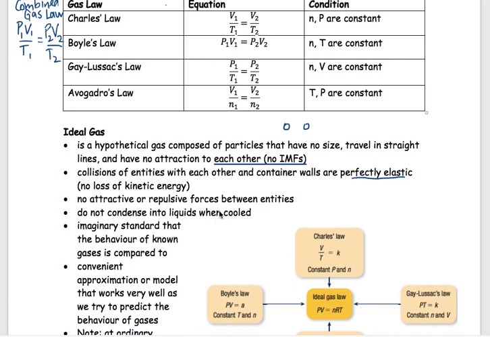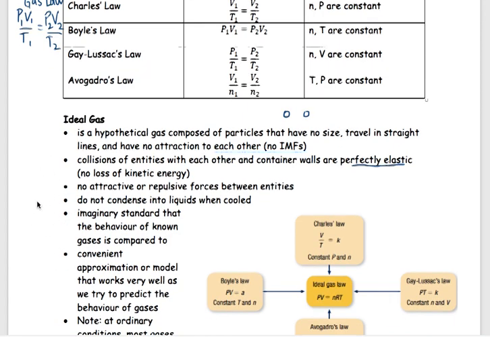And because we're studying gases, I know we've looked at how once you drop the temperature far enough, it'll condense into a liquid form. But we're going to assume that that's not going to happen either. So with all these conditions, there's this imaginary gas that we're going to study.